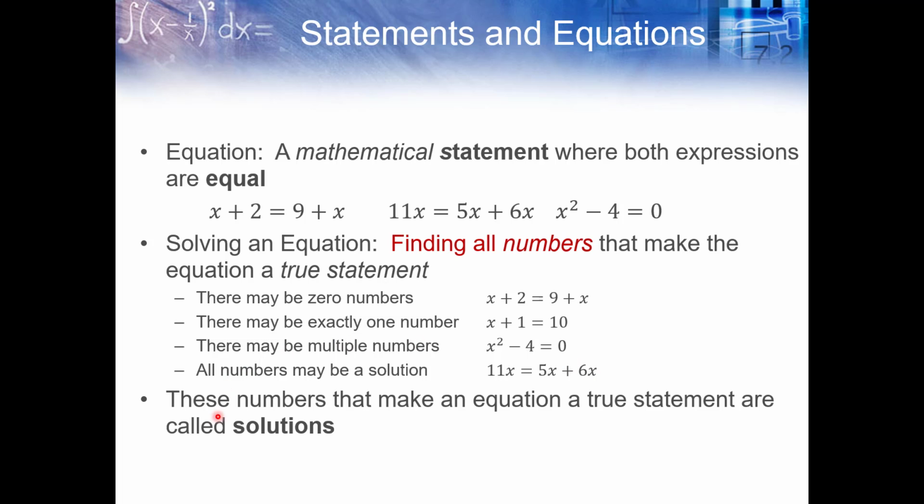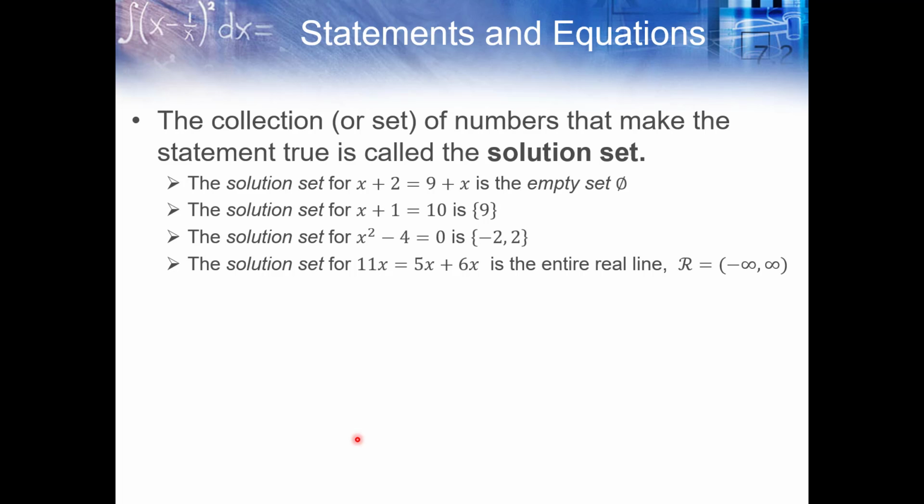Those numbers that can make a particular statement true, we call solutions. And furthermore, the collection or set of those numbers which makes the statement true, whatever that statement happens to be, is what we call a solution set. So for example here, the solution set for x plus 2 equals 9 plus x is the empty set, because nothing can make that statement true. The solution set for x plus 1 equals 10 is the set containing 9. The solution set for x squared minus 4 equals 0 is the 2 numbers negative 2 and 2. And the solution set for 11x equals 5x plus 6x is the entire real line.